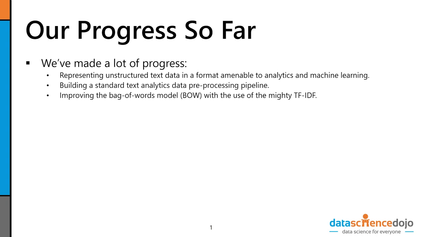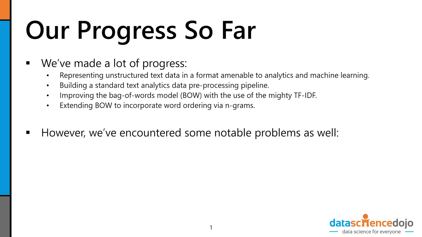We've also shown how we can take the base bag of words representation and make it even better by using the mighty TF-IDF calculation. And then lastly, we've also extended the bag of words model, the initial unigram model, with word ordering by incorporating things like bigrams and trigrams and fourgrams and so on and so forth. N-grams allow us to expand the feature capabilities of bag of words representations by adding word ordering.